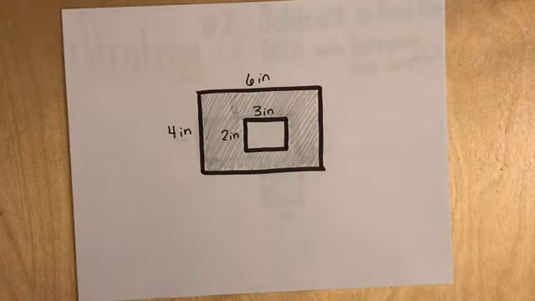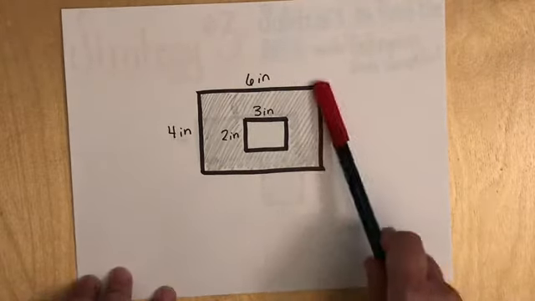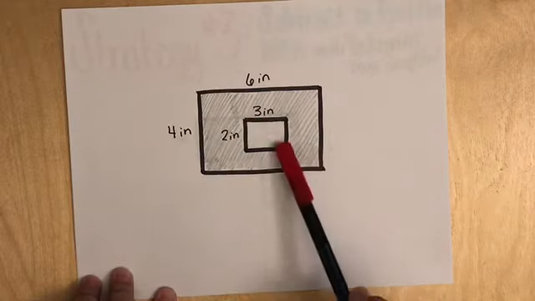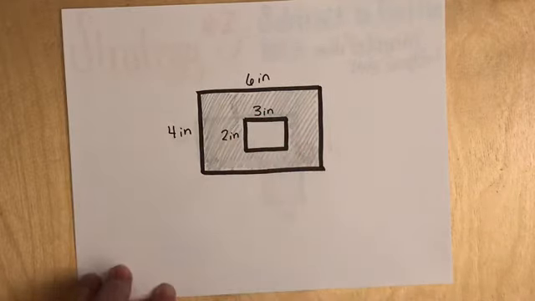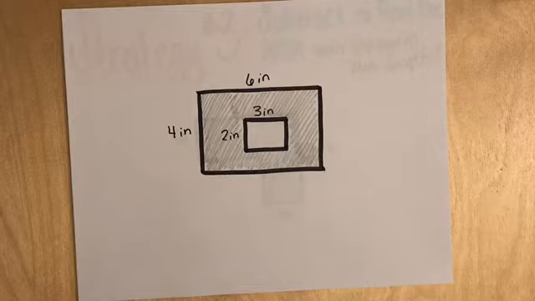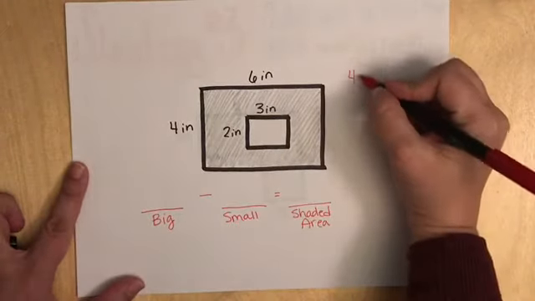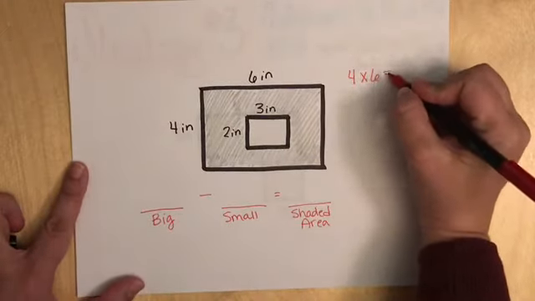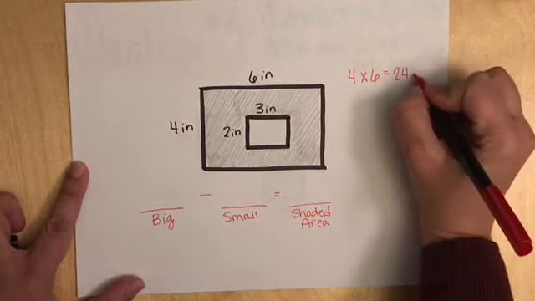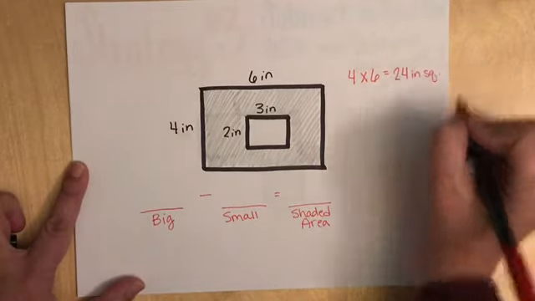So again, same theory. You're going to take the area of your big rectangle and subtract the area of your small rectangle from it. Go ahead and try that. Press pause and press play when you're done. All right, so let's find out the area of your big rectangle. So you should have done 4 times 6 inches equals 24 inches squared, or square inches.